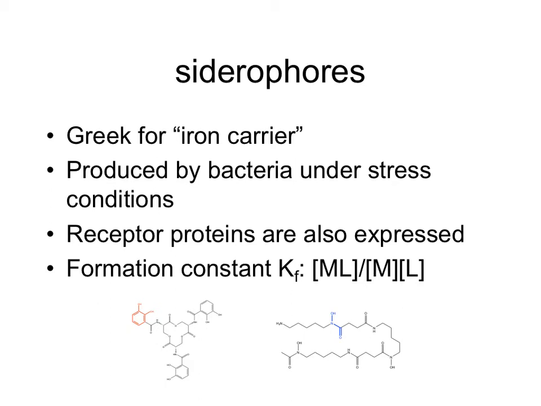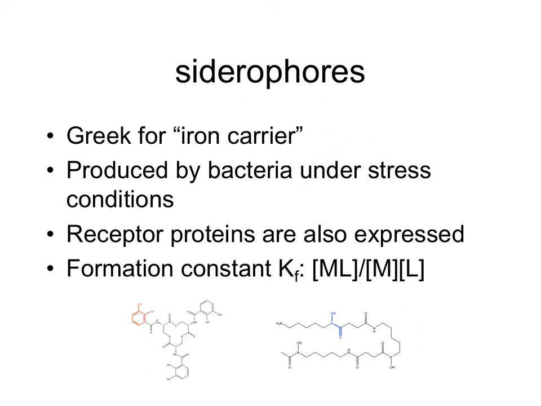Homework 4 this week will have you investigate this formation constant in a little bit more detail. But let's look at the structure of enterobactin. It's a tris catechol, so this is a catechol group. It's a bisphenol. It's linked to this lactone ring.